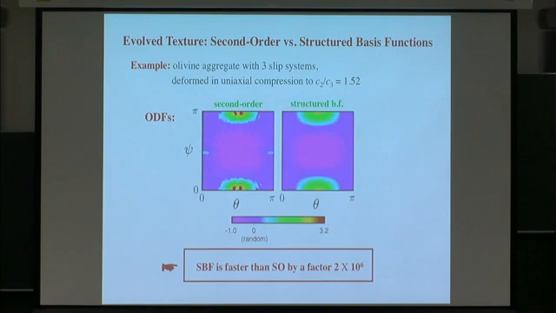Another thing we get out of this, we pick up another factor of 100 in the speed. So down here, I made the explicit calculation for this. The structured basis function method is faster than the SO method by a factor of 2 times 10 to the 6th. So we've really got something that can possibly be used in the context of a very complicated convection simulation.